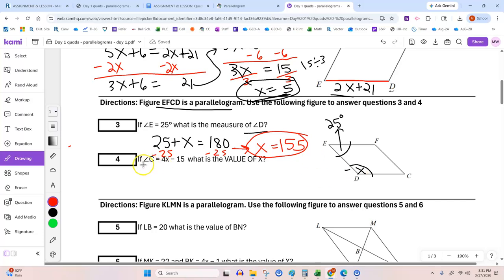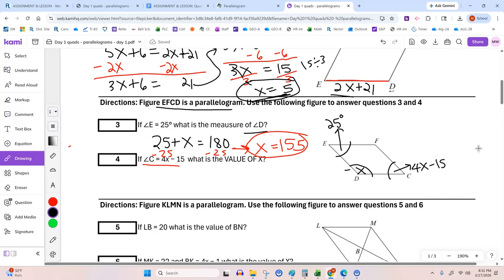Then they're saying C is equal to 4x minus 15. What is the value of x? Okay, so C right here is equal to, I'm going to write this like this. So this angle here is equal to 4x minus 15. And what is the value of x?